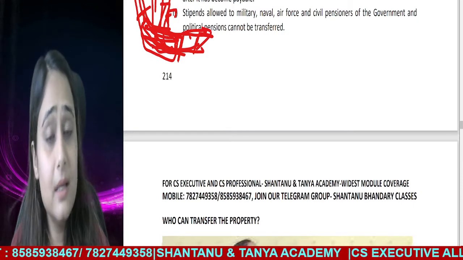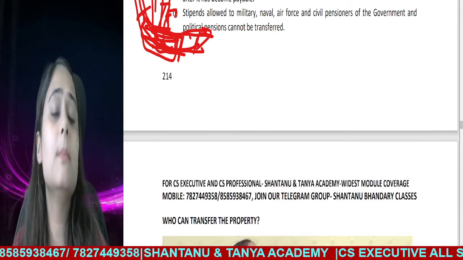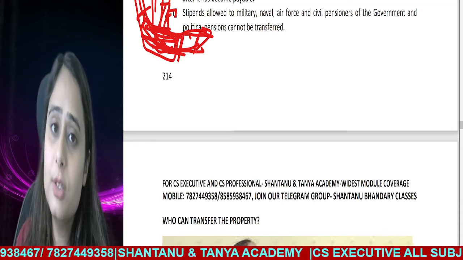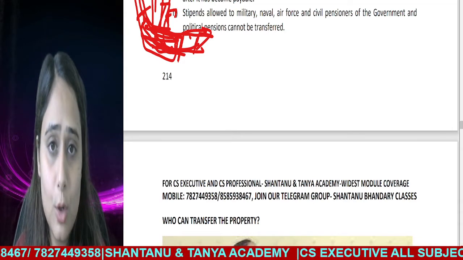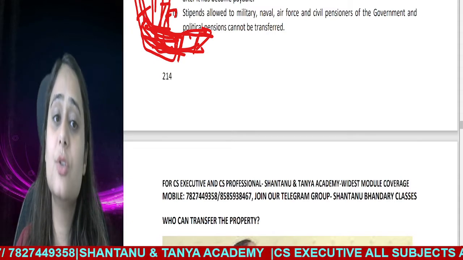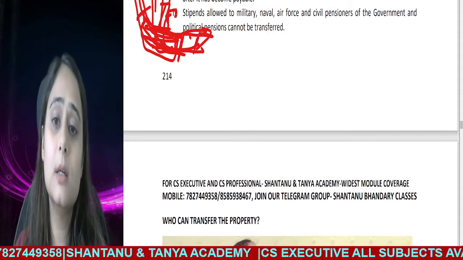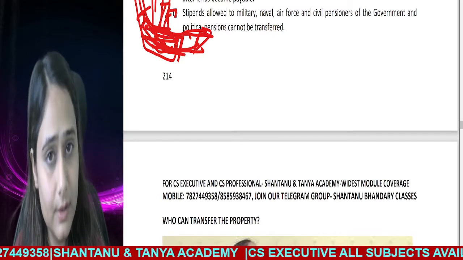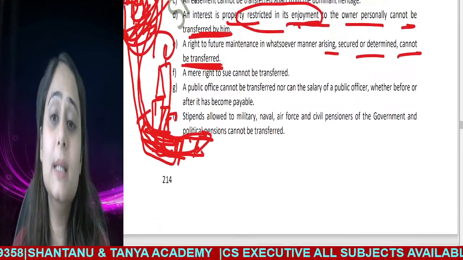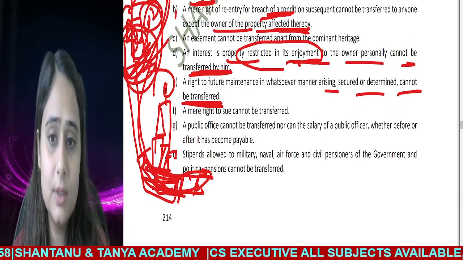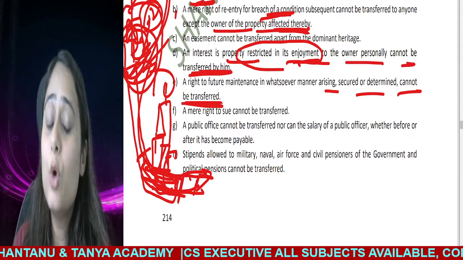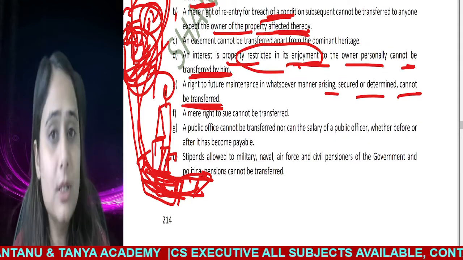Then the right to sue cannot be transferred. Public office cannot be transferred, nor the salary of the public officer. Stipends allowed to military, naval forces, civil pensioners of the government, and political pensions cannot be transferred. Correct? Then what else? The right to maintenance, right? It has been written that a right to future maintenance in whatsoever manner arising cannot be transferred.